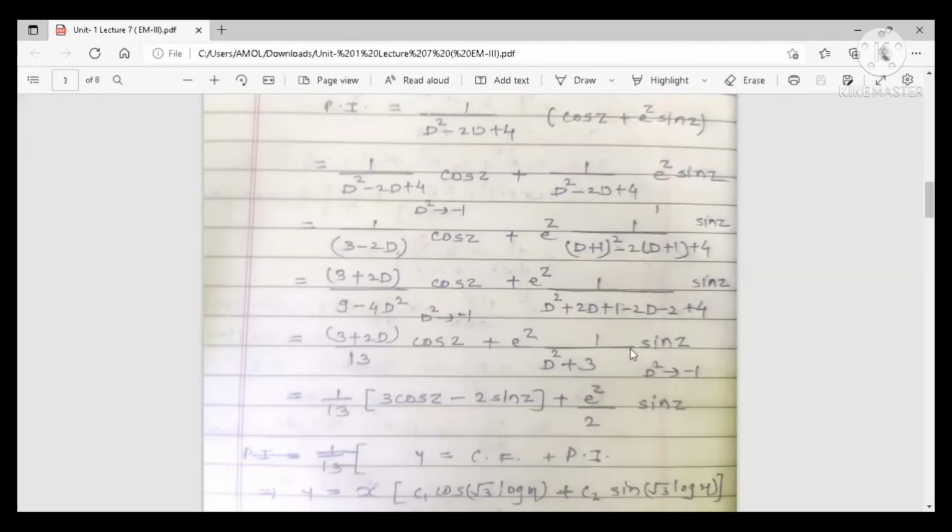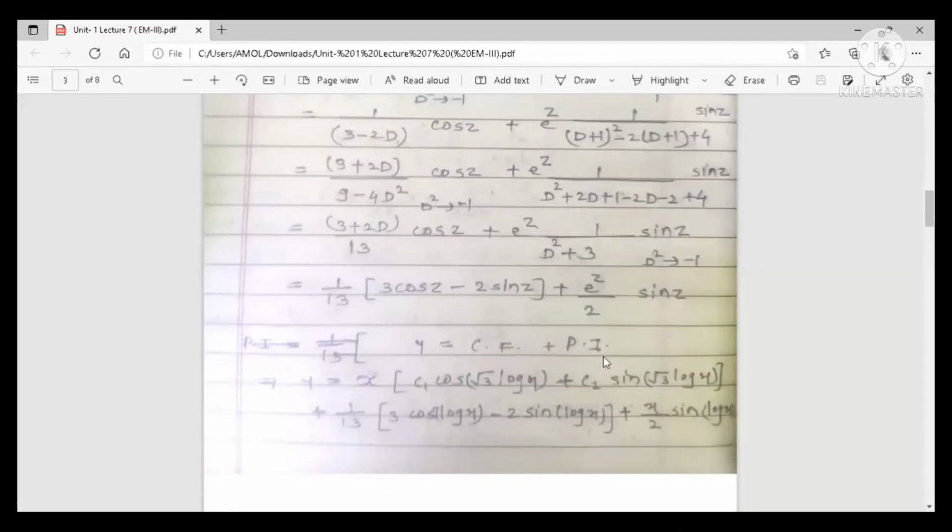Now solve for the sine function, sin z. You know how to solve for the sine function. Replace the terms of D square by minus 1, because the coefficient of the sine function is 1. The angle is z, so the coefficient of z is 1. So the square of 1 is 1. So you replace D square by minus 1 using the second case of the shortcut method. If we replace D square by minus 1, then minus 1 plus 3 is 2. So it is e raised to z upon 2 into sin z. So this is the particular integral, and so what is the general solution? Y is equal to CF plus PI.